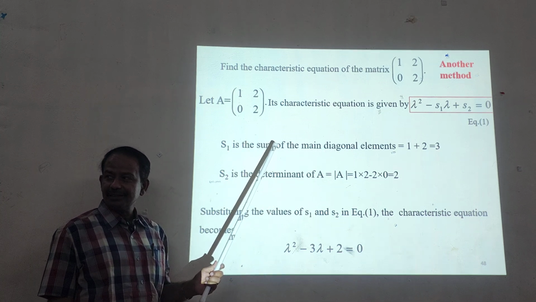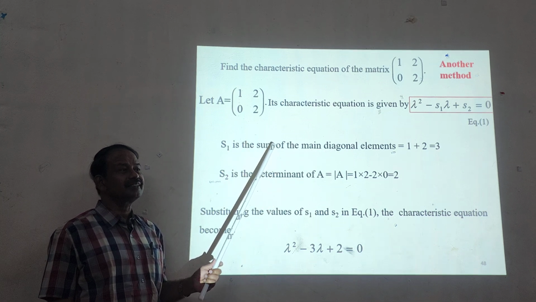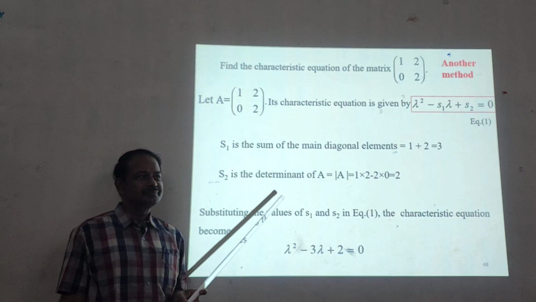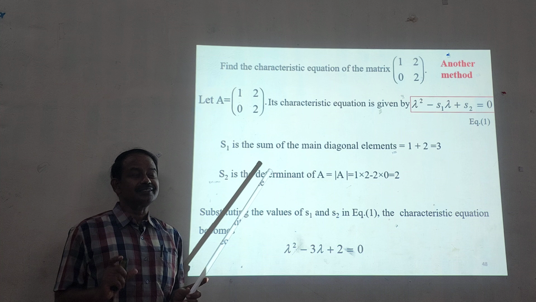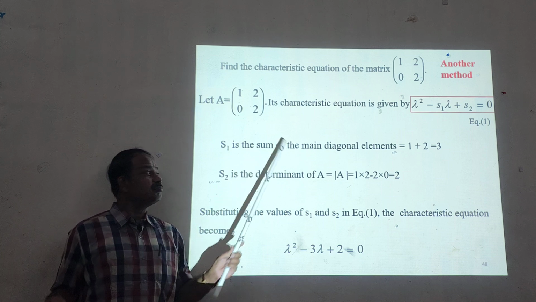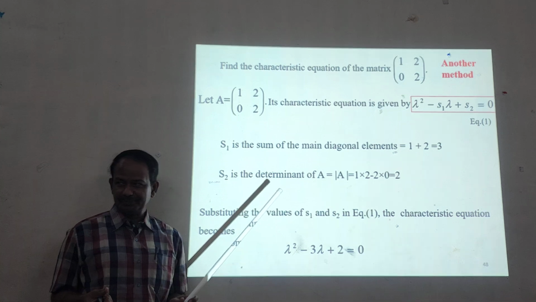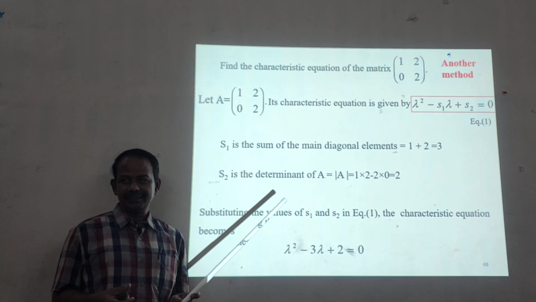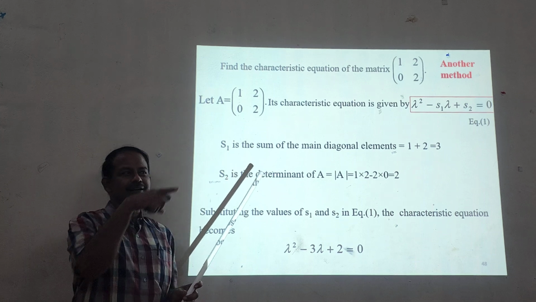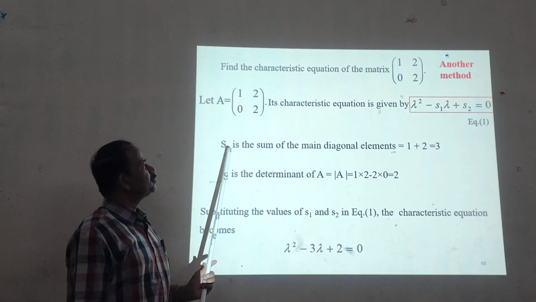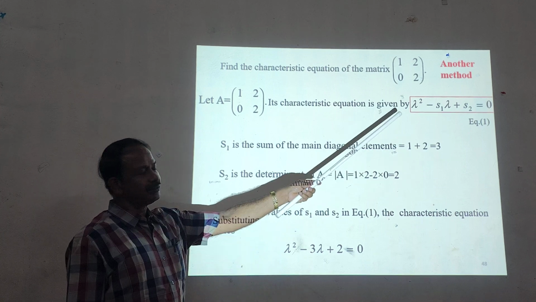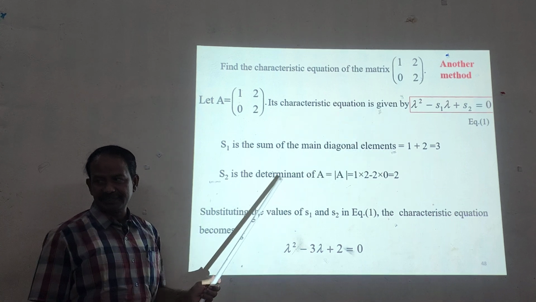What is this called? Yesterday we learnt the sum of main diagonal elements. You are going to add all the diagonal elements. What is the term called? Yesterday we discussed it: the trace of a matrix. The trace of a matrix is the sum of all the diagonal elements. So S1 is the sum of main diagonal elements, and S2 is the determinant of the matrix.